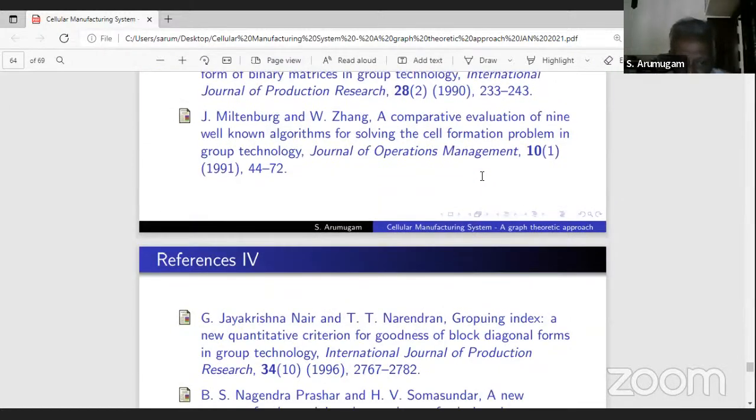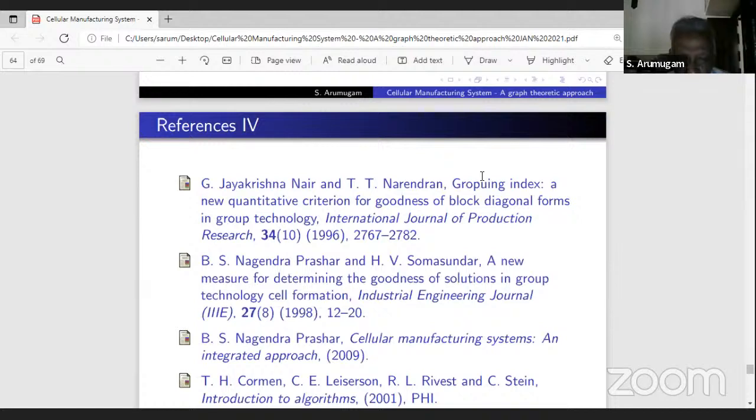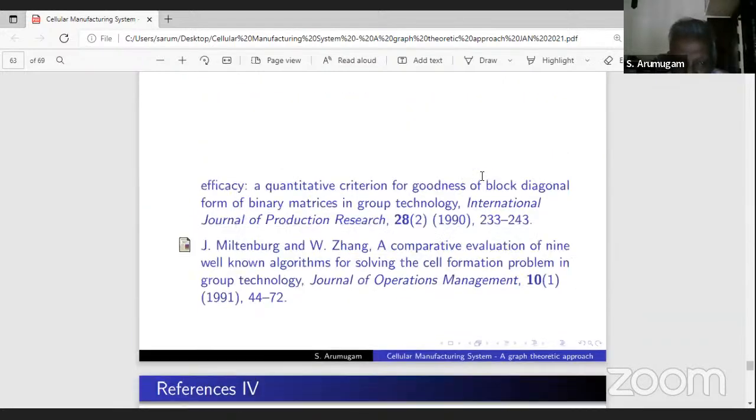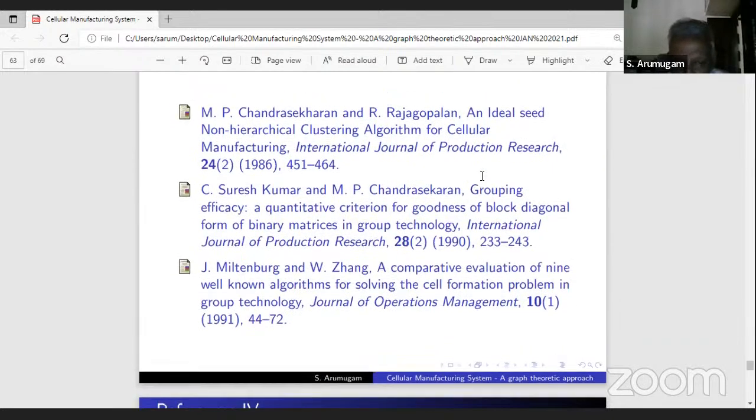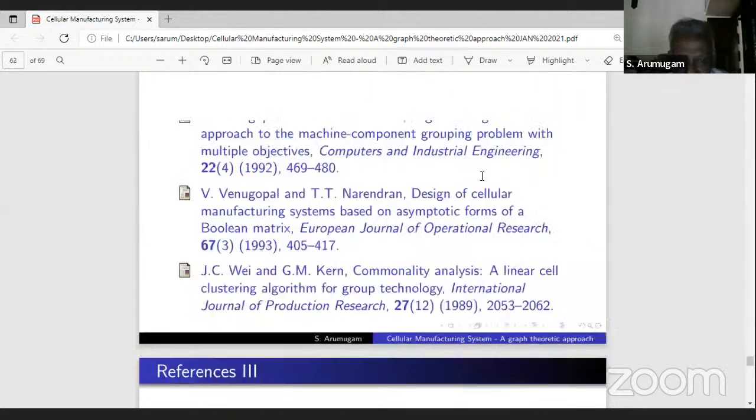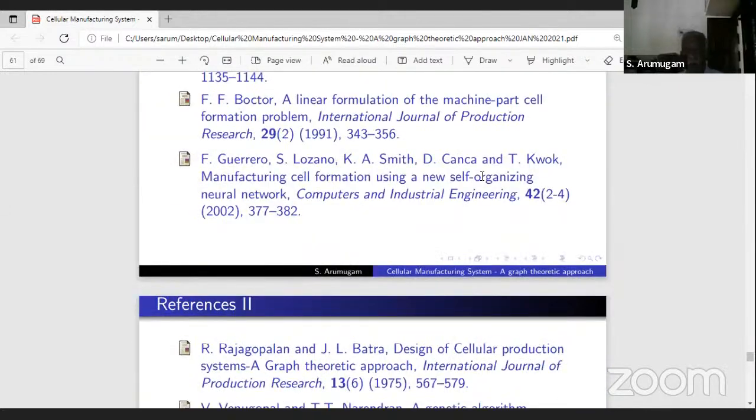A lot of Indians have contributed to this problem as you look at the references. Okay. So questions are welcome.